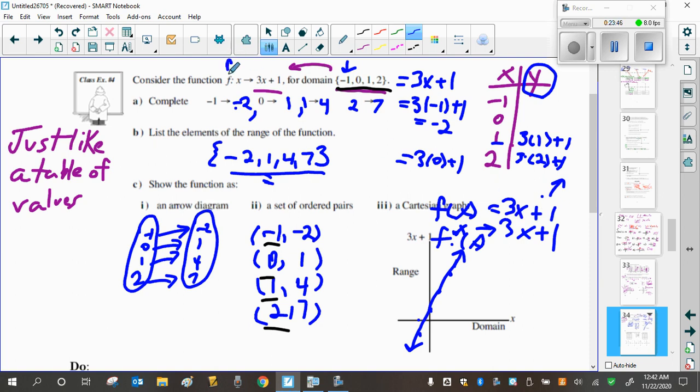F of x equals 3x plus 1. How about that? Super duper fun.